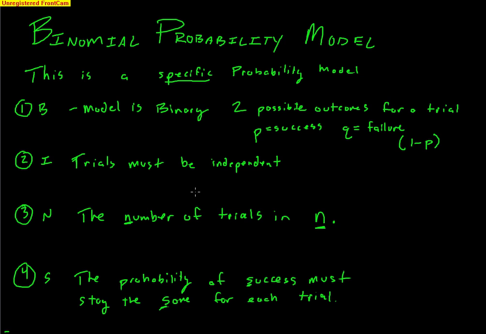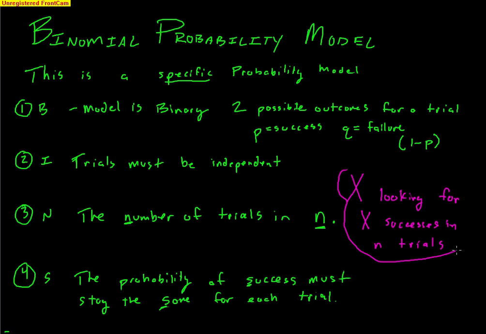Now, the last thing I really want to emphasize is what is the X? Remember, we talked about random variables X, right? Random variable X means we're trying to find our specific outcome. So when we do a binary model, what is it that we're looking for? We're looking for X successes in N trials. And if you understand this right here, that the random variable X is the number of successes in N trials, it actually all makes sense.